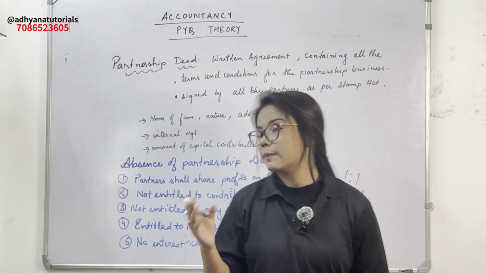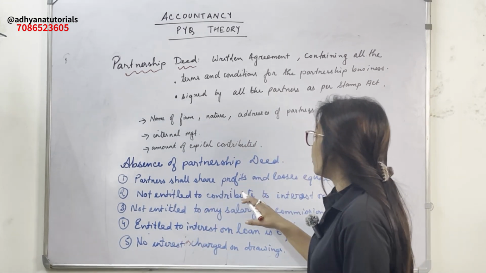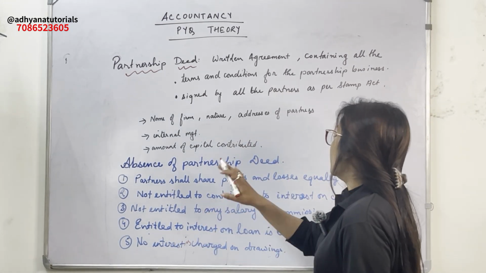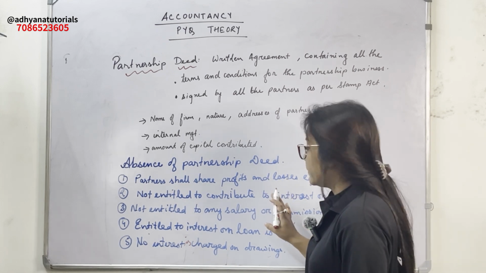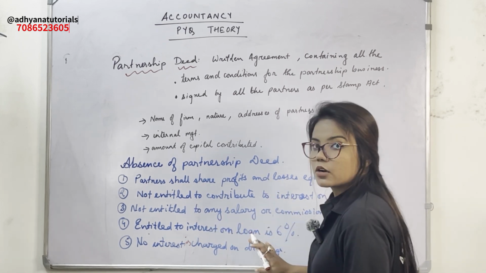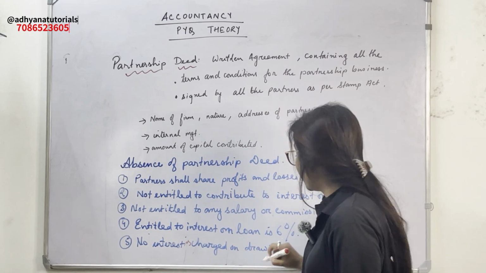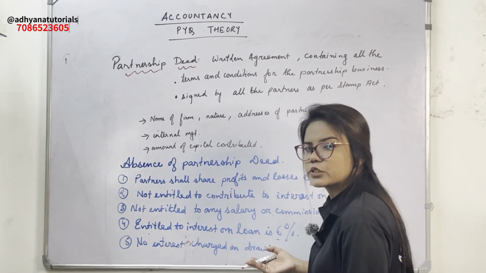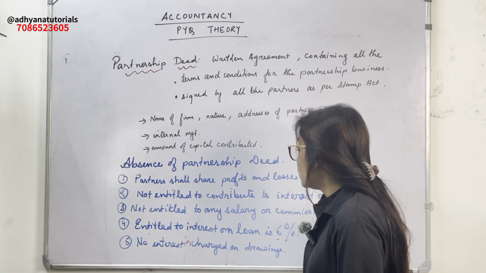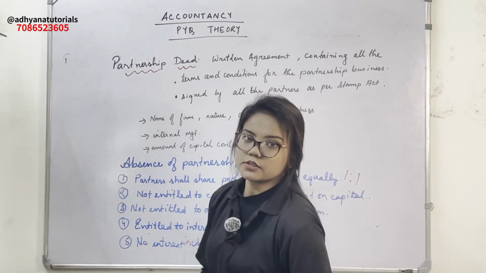হেতুত ইন্টাৰেস্ট নলয়. মই সম আপ কৰি দিছো এবাৰ. পাৰ্টনাৰ্স এ প্ৰফিটস এণ্ড লছেছ ইকুৱালি শ্বেয়াৰ কৰিব. They are not entitled to any interest on capital. ঠিক আছে, not entitled to salary or commission. Interest on loan কিমান হ'ব, এটো মনত ৰাখিবা, 6%. এটো 1 মাৰ্কৰ কোৱেশ্চনত আহি যাব পাৰে. And no interest is charged on drawings.